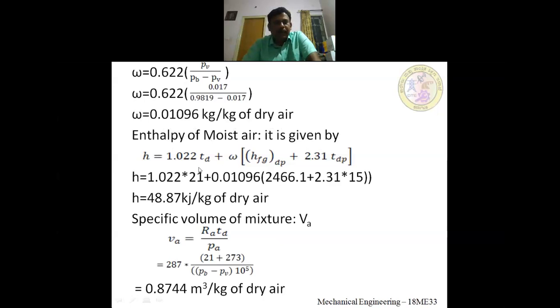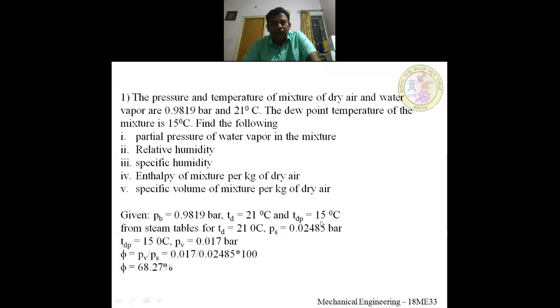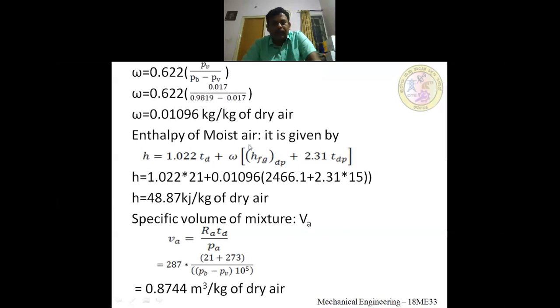Next, enthalpy, you know the formula. The dew point temperature they have given is 15 degrees Celsius. At 15 degrees Celsius you have to find HFG, the latent heat, from the steam tables. This you know, the dry bulb temperature they have given, and omega you have found just now: 0.01096 plus 2.31 into TDP, that is 15. You are going to get 48.87 kilojoules per kg of dry air.